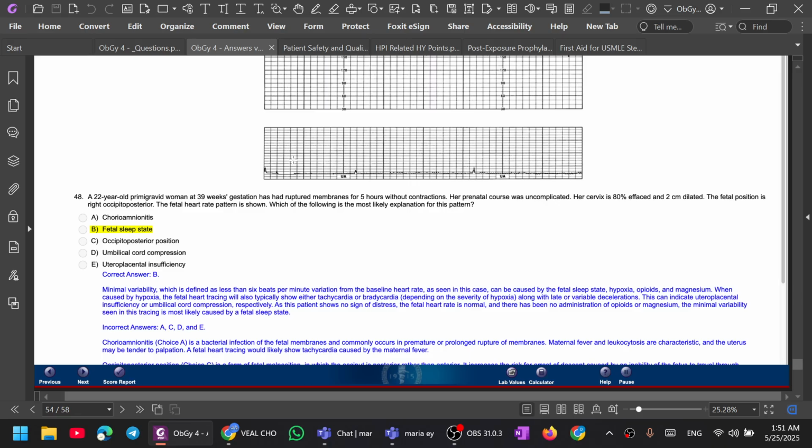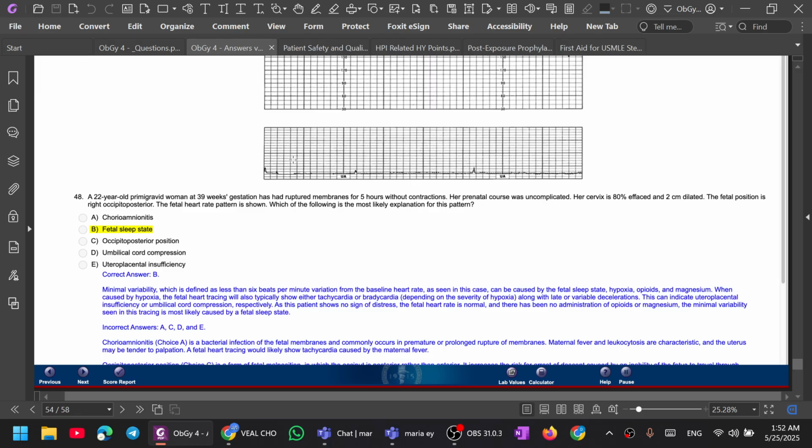It's not chorioamnionitis, a bacterial infection of the fetal membranes. It commonly occurs in premature or prolonged rupture of membranes. Maternal fever and leukocytosis are characteristic, and the uterus may be tender to palpation. Fetal heart rate will show tachycardia. Makes sense.